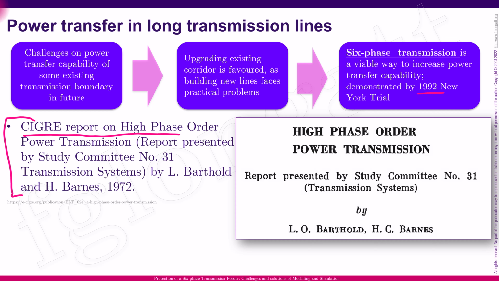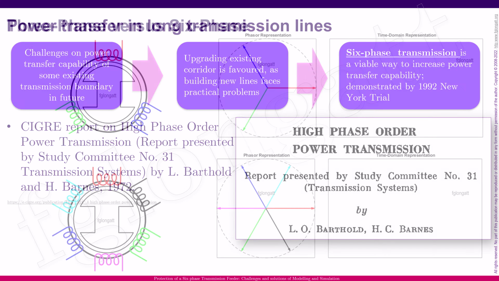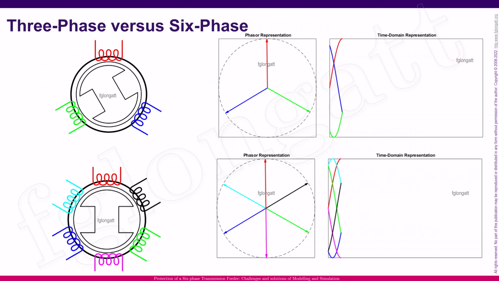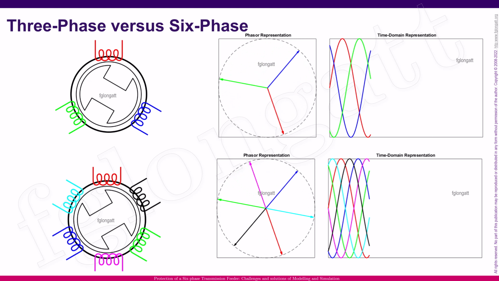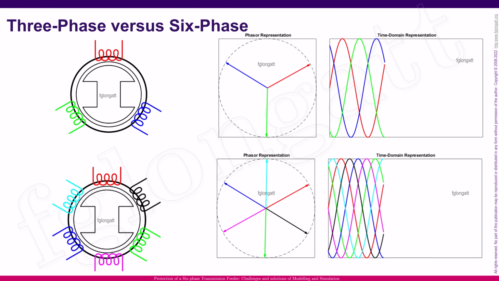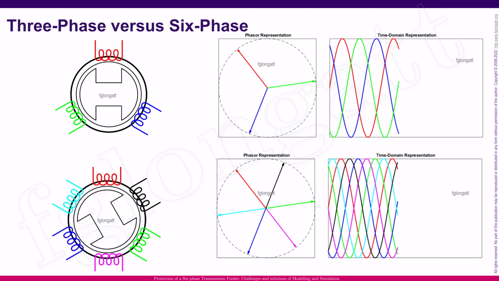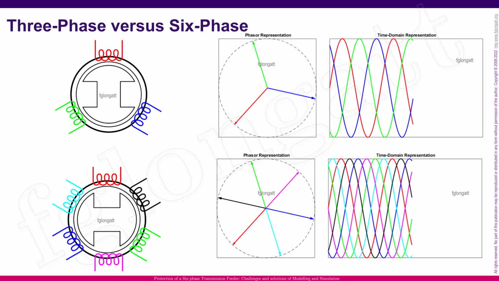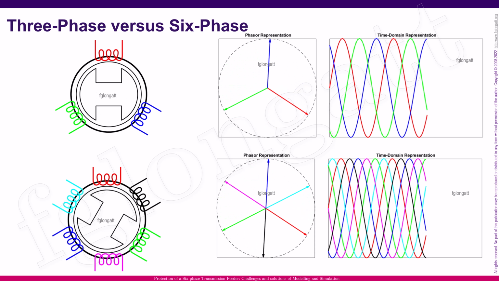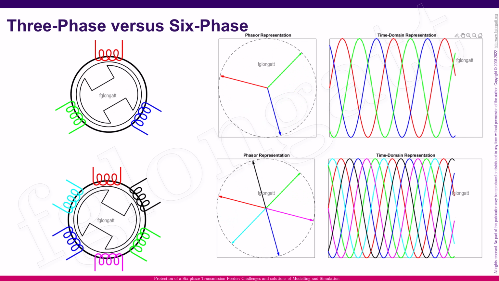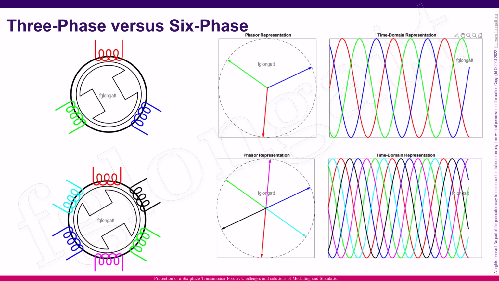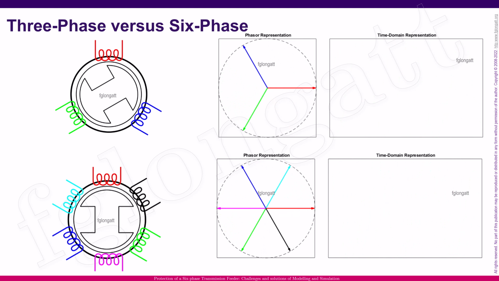Many of you are familiar with the three-phase system. In a three-phase system, basically we have three phasors rotating at constant speed, that is the synchronous speed, and from there we produce in the time domain three sine waves that represent the voltages. In a six-phase system it is something similar. Now we have a larger number of windings, and those windings create six voltages, and they are rotating at synchronous speed.